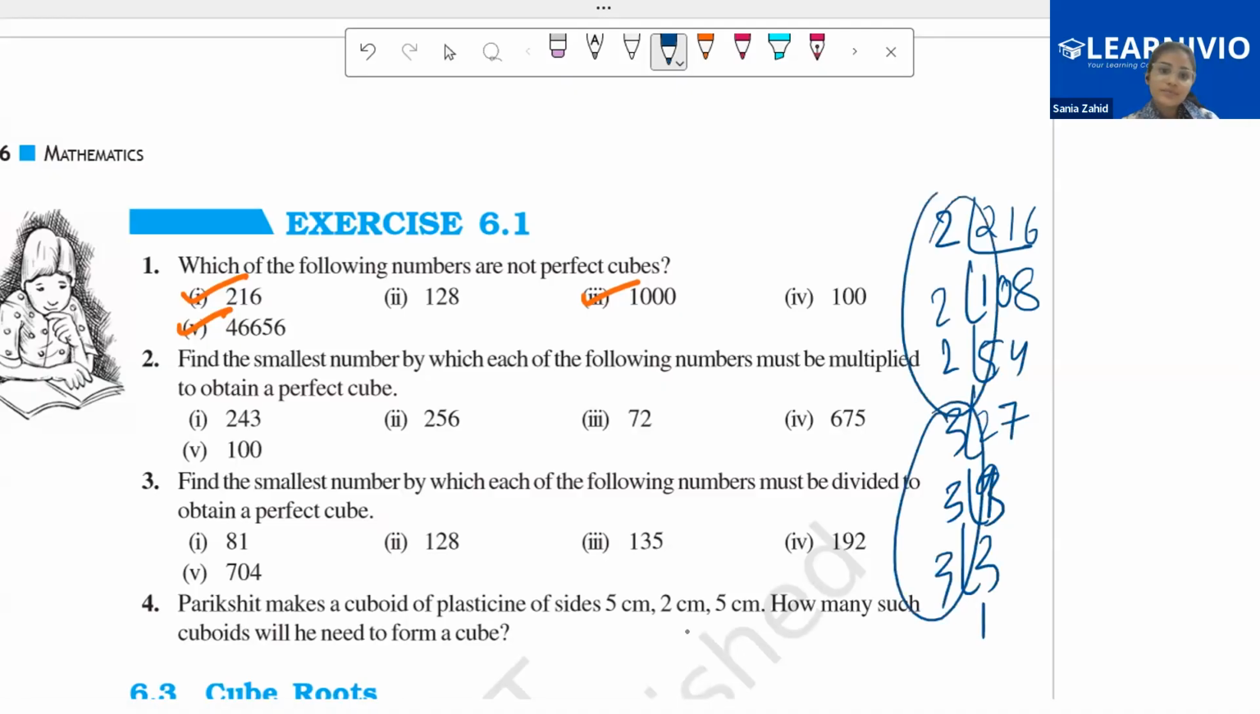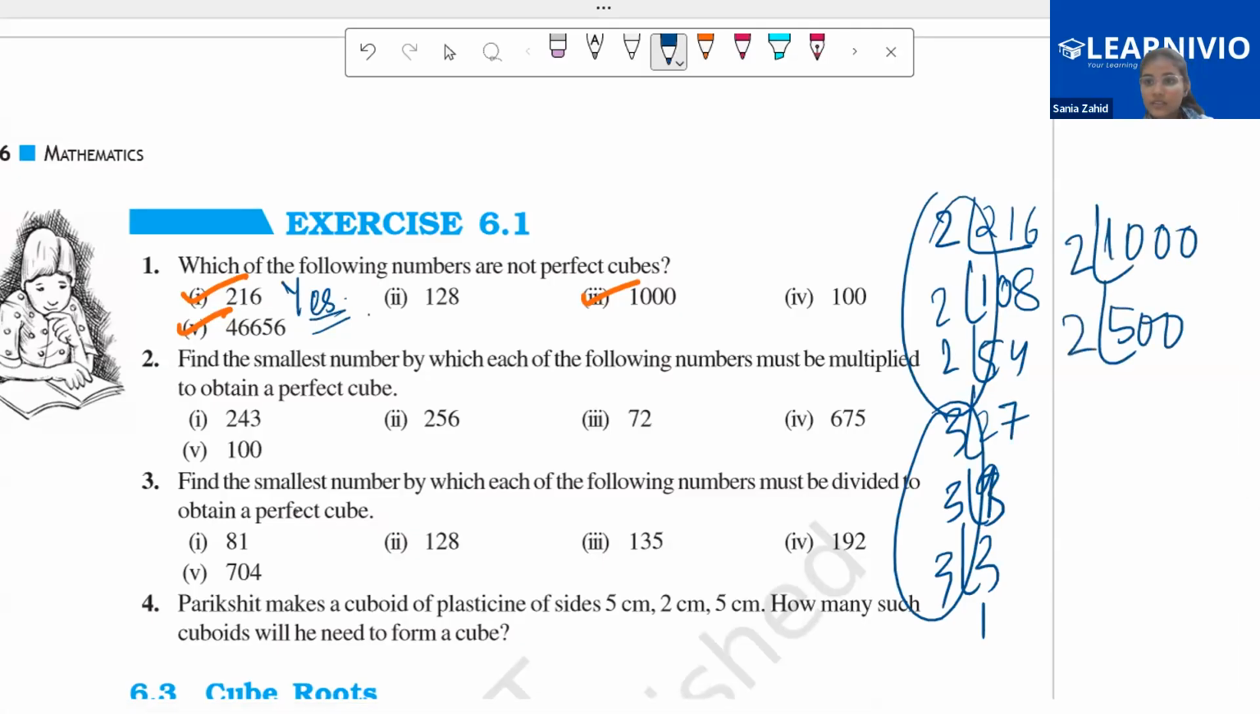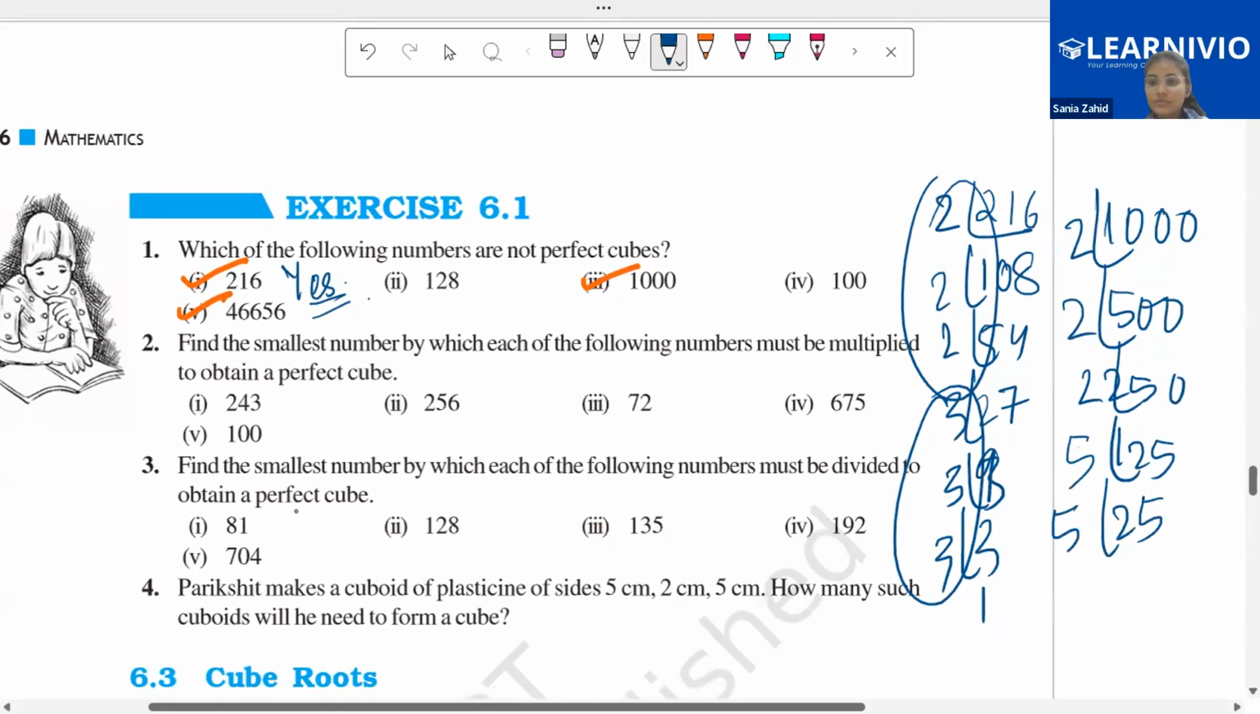Yeah. So this is how we can do, and we'll say yes. Okay. Next is 1000. So again we will do 500, 250, 125. So yes, this is also a perfect cube.